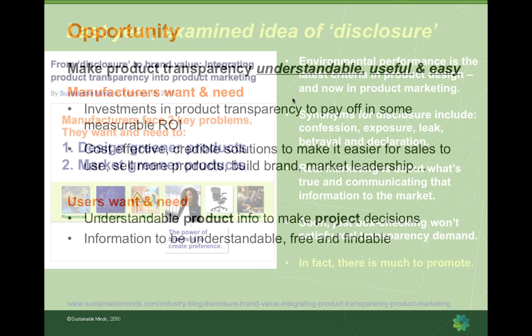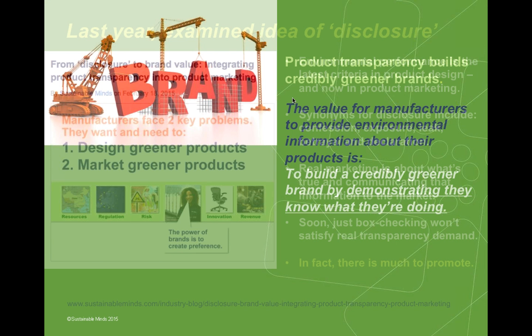So here's the opportunity, just like I said, to make product transparency understandable, useful, and usable. Manufacturers want to make their investments in product transparency pay off in some kind of measurable way. And they want cost-effective, credible solutions that make it easier for them to use those disclosures to sell products, build a brand, and have leadership in the market. And users just simply want understandable product information to make project decisions, and they want the information to be free and findable.